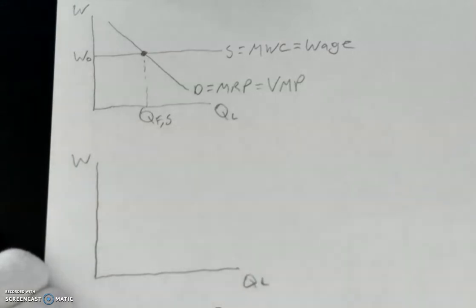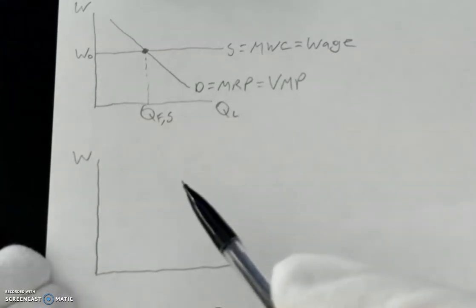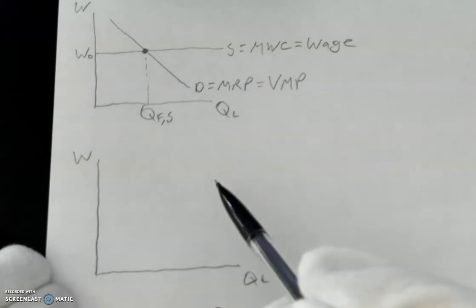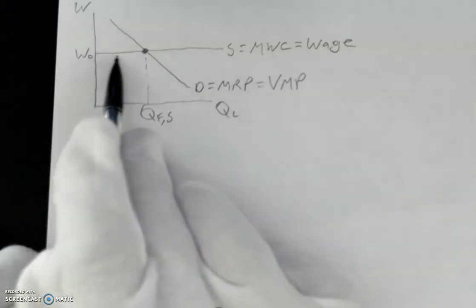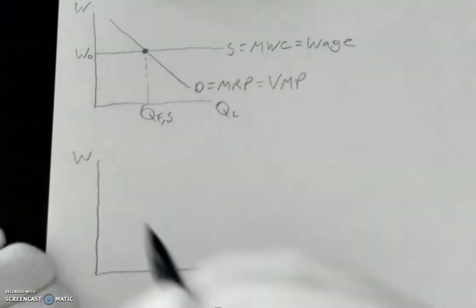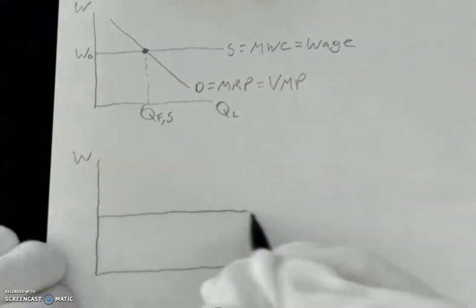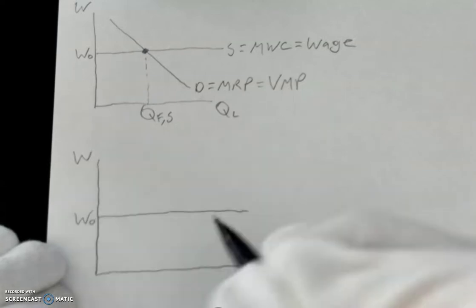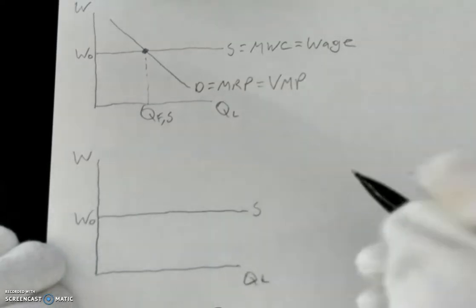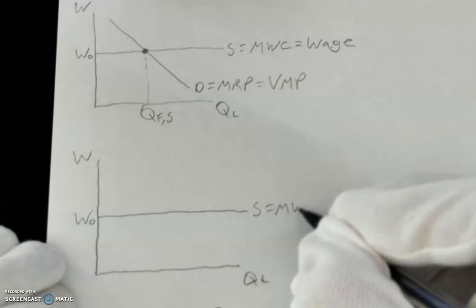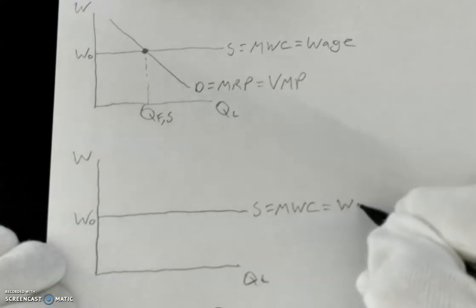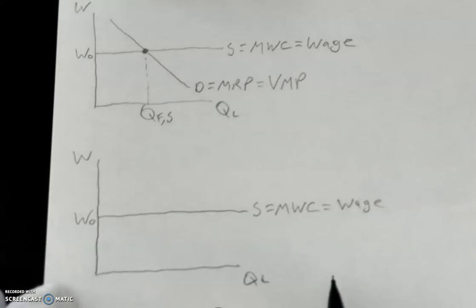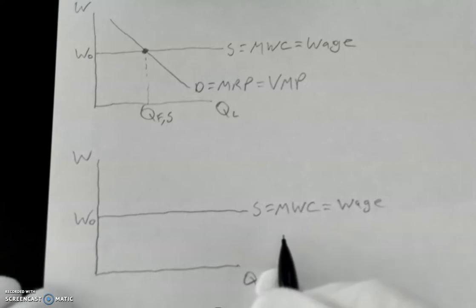So it's a good benchmark for building these other ones, which means if we're going to maintain perfect competition in the labor market, then we're going to keep the supply side the same. So we're going to go ahead and draw that as identical. Wage is the market wage. They take that. That's the firm's supply curve, which is the firm's marginal wage cost curve, which is the wage that the workers will supply their labor at. So identical. Perfect competition in the labor market.